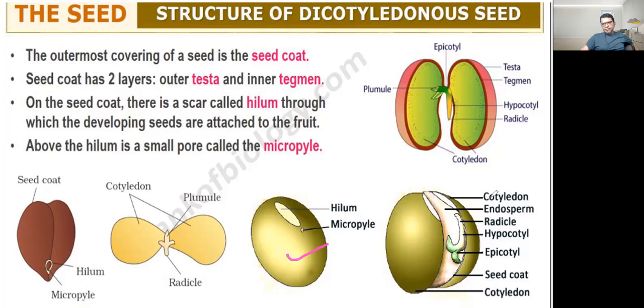This is the cotyledon. Here there is endosperm, and these are cotyledons. So these are the different parts of a seed.